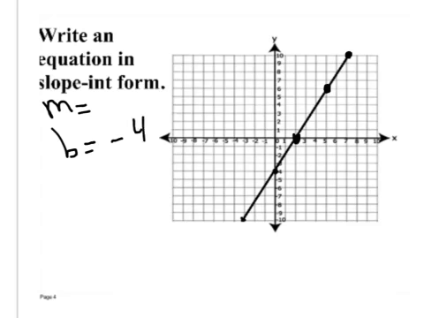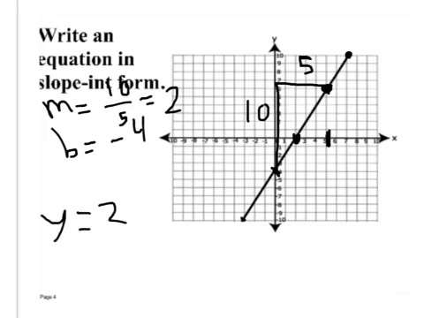Okay, what I do, I find a couple points. I'm going to use this point right here. I went from -4 to 6. How far up did I go? I went from 0 on the x to 5. How far to the right did I go? Went from 0 to 5. So my slope is 10 over 5, which reduces to 2 over 1 or just 2. So, do I have enough to write an equation in slope-intercept form? Yeah. Y equals 2x minus 4.